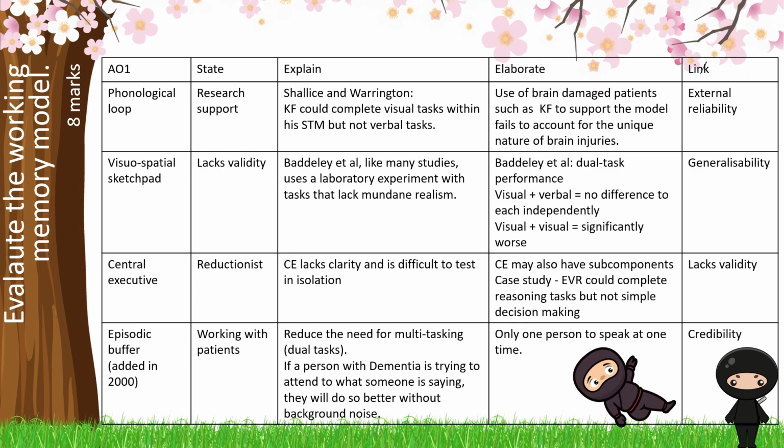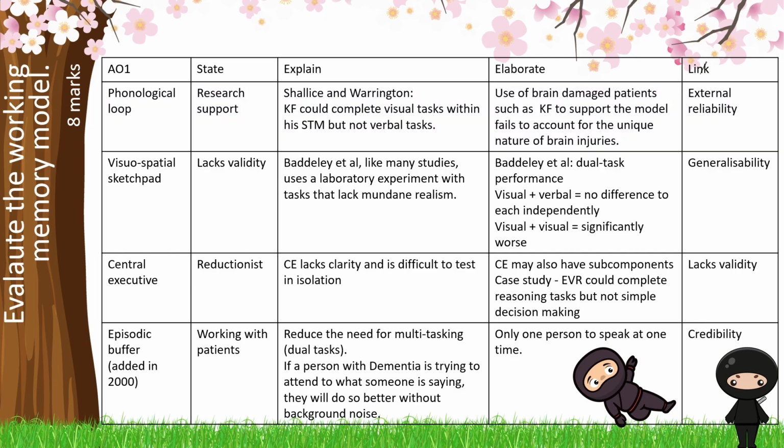So if we're thinking about this in terms of our 8 marker, evaluate the working memory model, we're thinking about that interwoven approach where we're explaining and then evaluating. Here we suggest you start with the phonological loop, giving our 2 details about the phonological loop, and then talk about research support. The fact that KF could do visual tasks but not verbal tasks suggests that his phonological loop was damaged. If we're thinking about our mini conclusion here, we're thinking about external reliability potentially being a problem because this is a brain damaged patient and they have unique abilities.